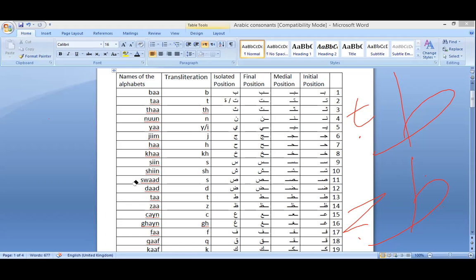So repeat pronouncing this, practicing this. These are also not in our mother tongue. That's why we get them a bit not familiar. So just by practicing and practicing and practicing, you can perfect them in pronouncing.